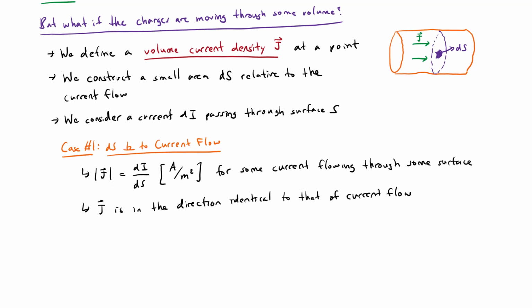So we can probably assume what case number two is. There's basically two cases. Your ds is perpendicular to the current flow, or your ds is not perpendicular to the current flow. So case number two, we have to look at what happens when we choose an arbitrary surface like the one we've drawn here. And we have to assume that that surface might not be exactly perpendicular to the current. So this is not perpendicular to current flow.